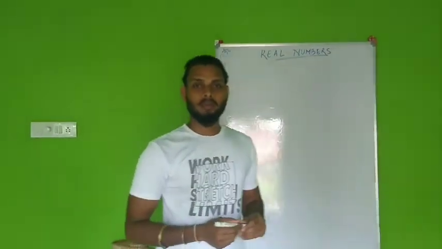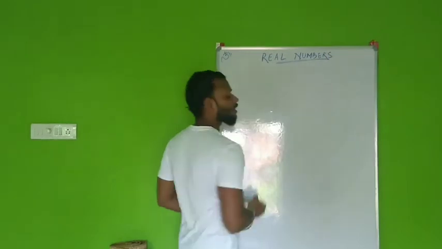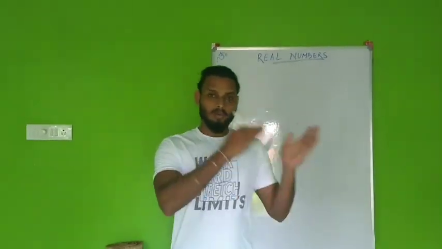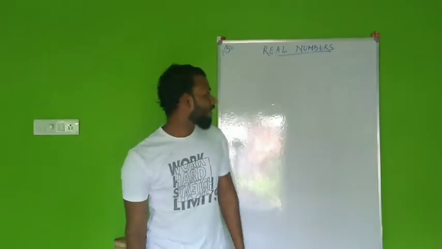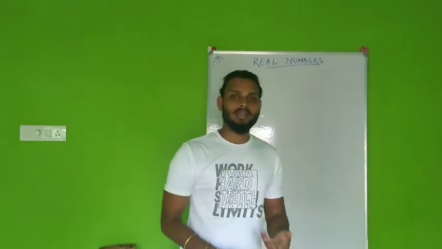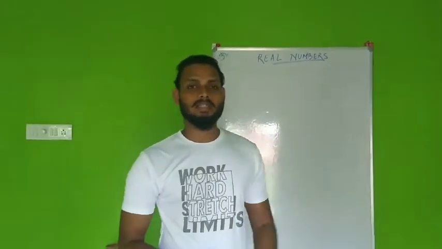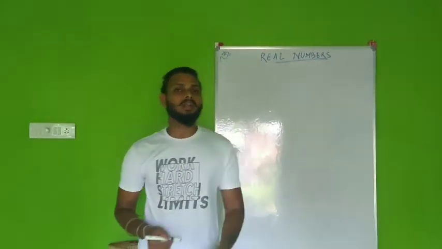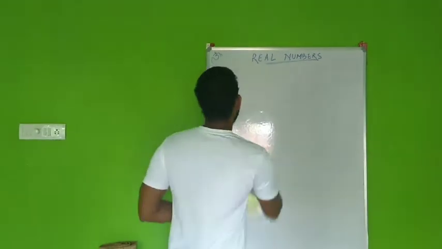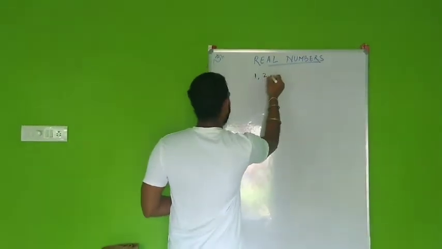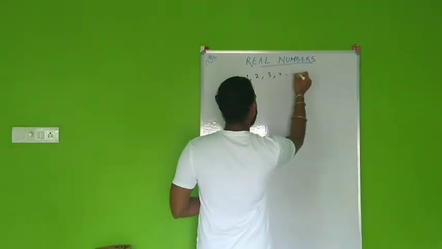So today we'll be discussing the real numbers. Before we discuss the real numbers, let us go a little bit backward and find out what counting numbers, whole numbers, integers, rational numbers and irrational numbers are. So now I know numbers like 1, 2, 3, 4 and so on.